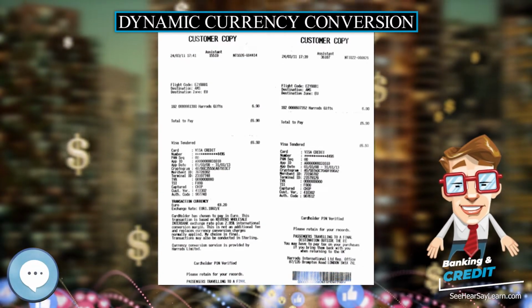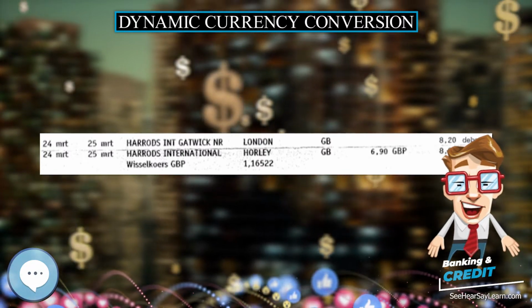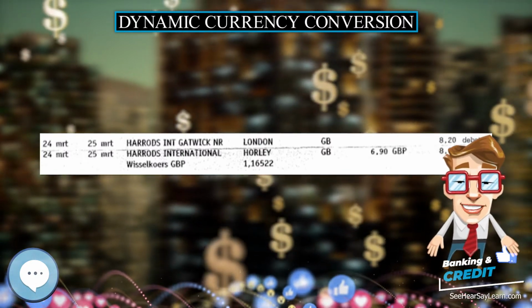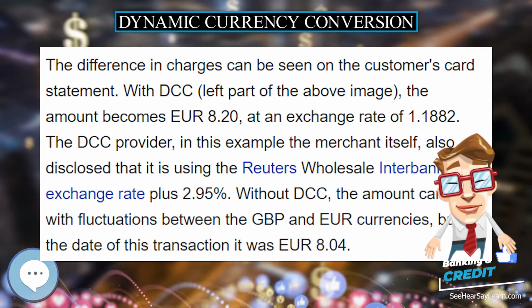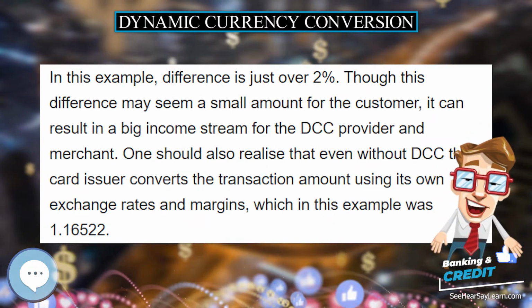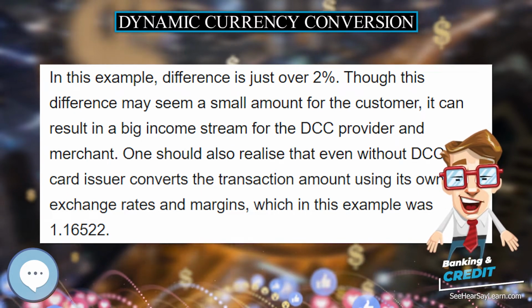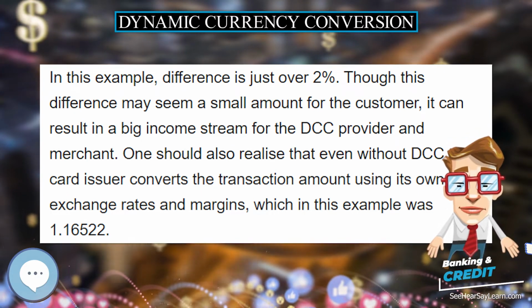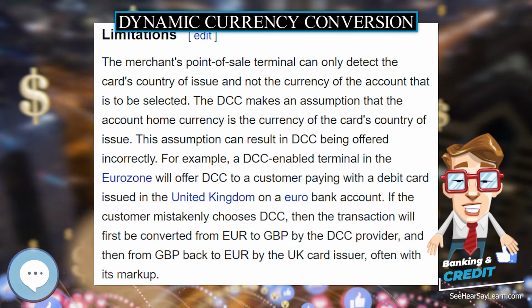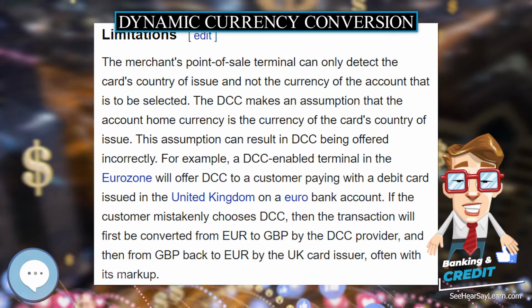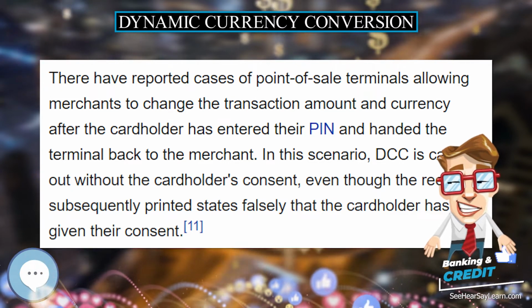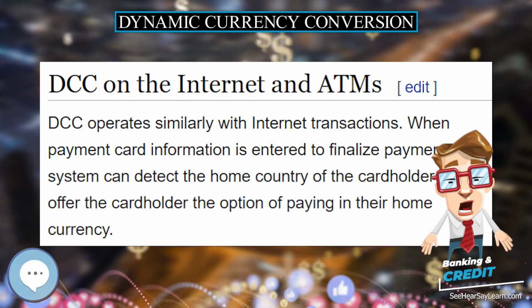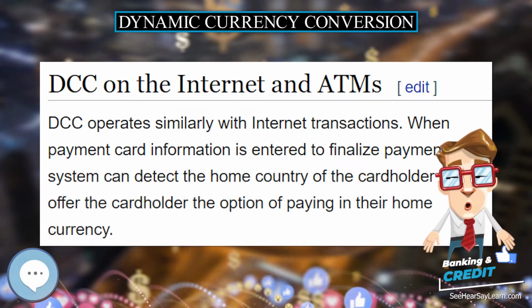With DCC, left part of the above image, the amount becomes €8.20, at an exchange rate of 1.1882. The DCC provider, in this example the merchant itself, also disclosed that it is using the Reuters wholesale interbank exchange rate plus 2.95%. Without DCC, the amount can vary with fluctuations between the GBP and your currencies, but on the date of this transaction it was €8.04. In this example, the difference is just over 2%.